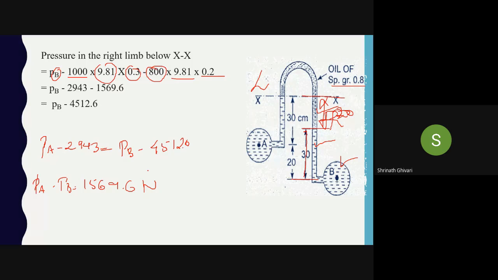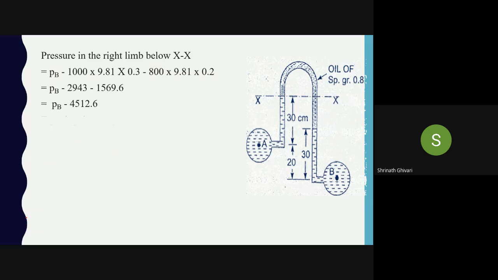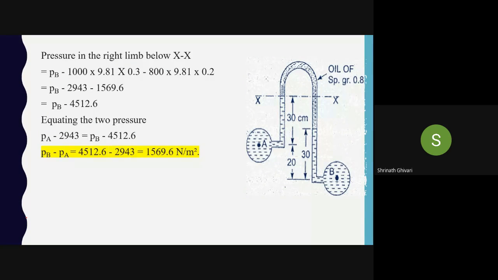See, one thing is here. I'll tell you. Okay, correct, 1569.6 is correct. There is no problem. So I do this: I equate the equations and I get this answer. Why am I not taking negative? Tell me, if I take negative, what will happen?